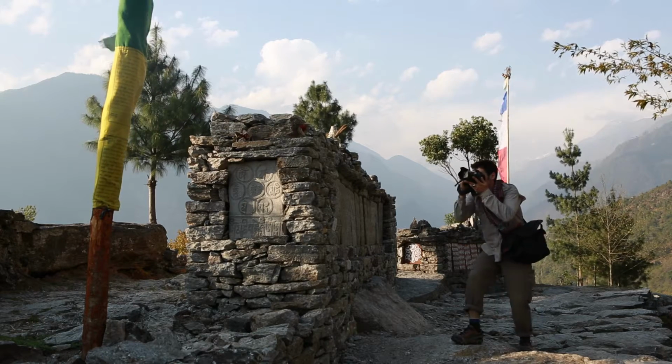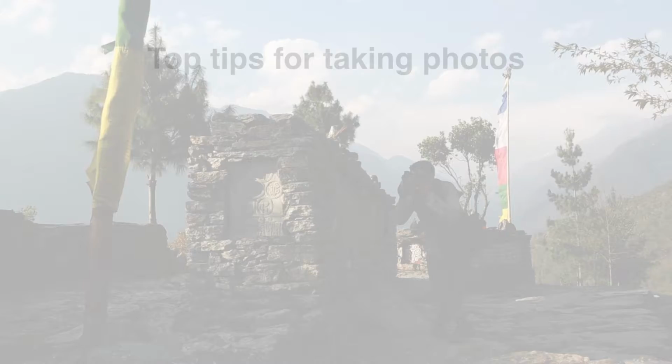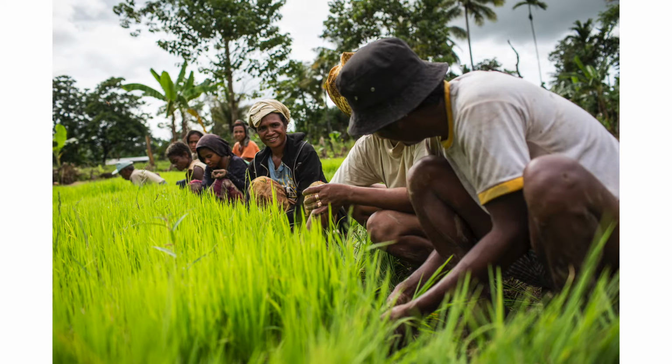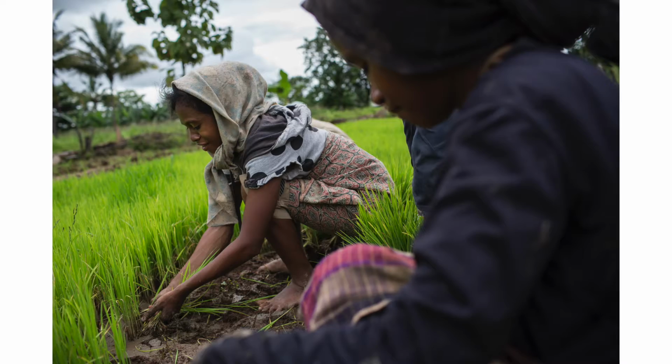And the third and final camera angle to consider is something called point of view. So for example, when taking a photo of people picking rice in a rice paddy, maybe you would lower yourself to the level of those also picking rice.